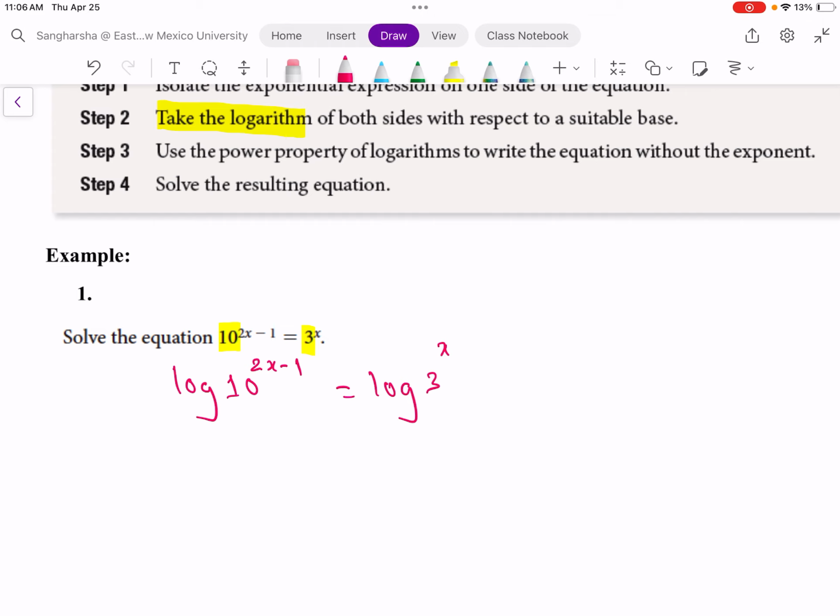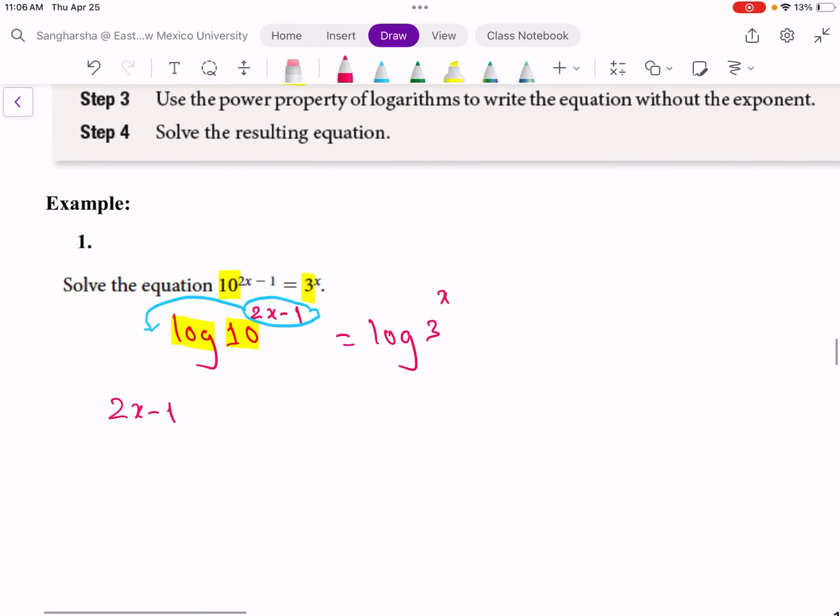Now on the left side, what do we have? We have a log of an exponent, right? Now what can we do to this exponent? We can write it in front of the log. So this is (2x minus 1), we have more than one term so inside parentheses, times log of 10. Log of 10 is just a number. If you use your calculator you can find what log of 10 is. It's just a number.